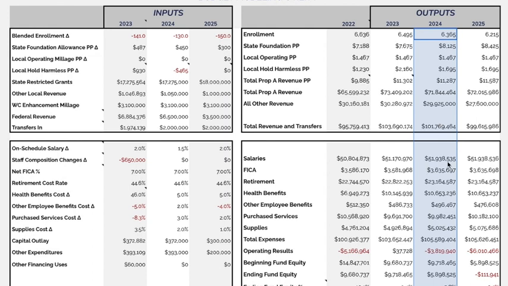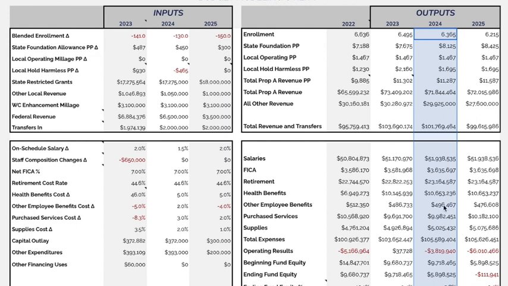So in this model, salaries are up about 800,000. That's what 1.5% does to salaries. FICA is just a percentage of salaries. Retirement is a percentage of salaries. Here's health benefits going up. So you can see here a 5%, which is a fairly moderate increase in health benefit costs, costs the district 500,000 more. So 10.14 million becomes 10.65 million.